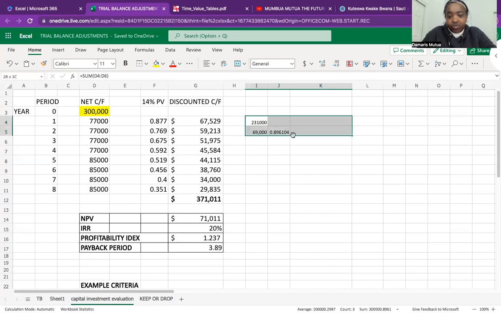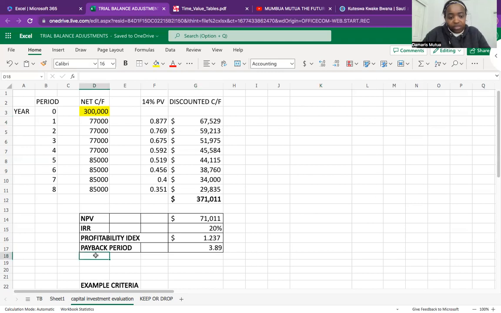So that is how you evaluate using the different methods. I said payback, there is the non-discounted and there is the discounted. If it's discounted, you use the discounted cash flows. So let's say, for example, the discounted payback, we can just have it here. Payback discounted, we need a summation of 300,000. So it's going to be 5 years.